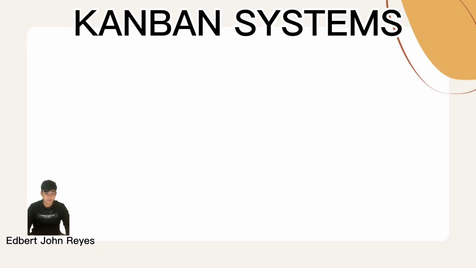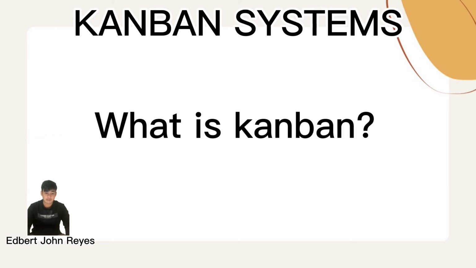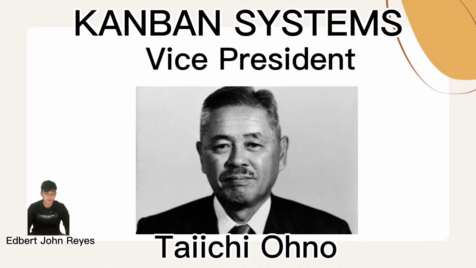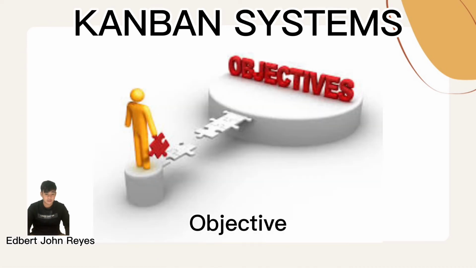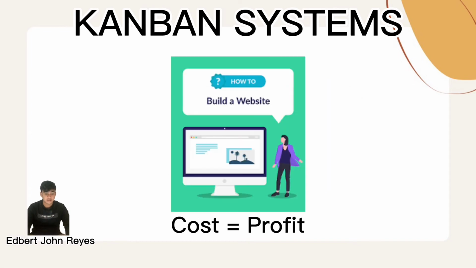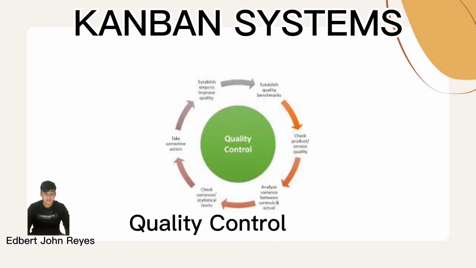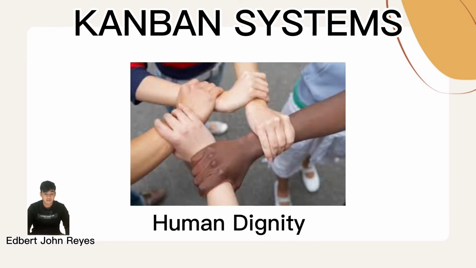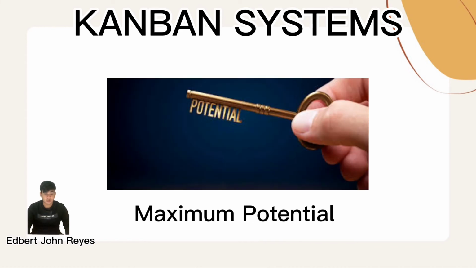Kanban system. What is Kanban? The Kanban system was developed by Mr. Taiichi Ohno, Vice President of Toyota. Its objectives include reducing cost by eliminating waste, trying to create work sites that can respond to change quickly, facilitating the methods of achieving and ensuring quality control, designing work sites according to human dignity, mutual trust and support, and allowing workers to reach their maximum potential.